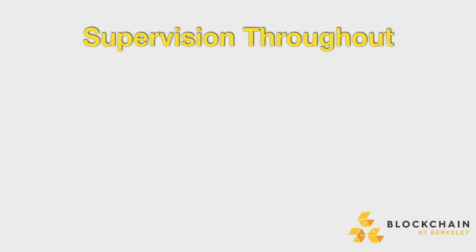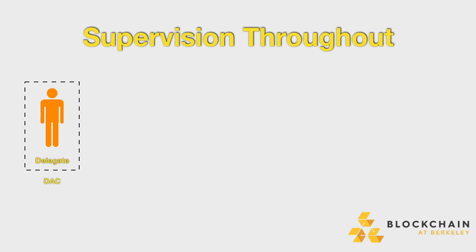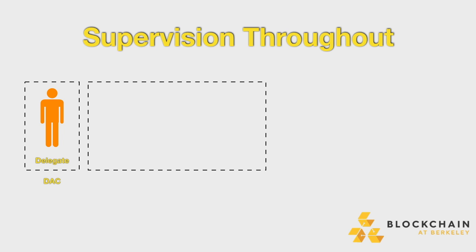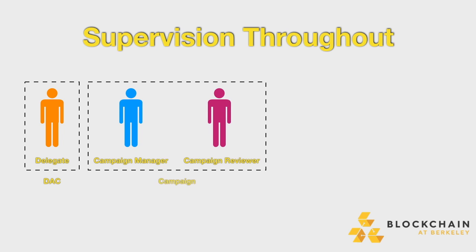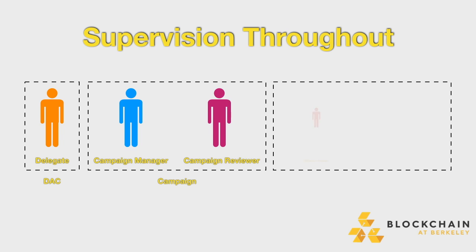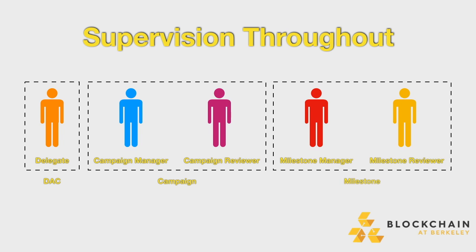Now let's talk about roles in Giveth. Each DAC has one delegate, and the delegate is the one in charge of executing the transfer of funds from the DAC to the campaign. Now, when you create a campaign as a campaign manager, you designate a reviewer for the campaign and also a manager and a reviewer for each milestone. Now, these reviewers are in charge of double checking that the milestones are complete.